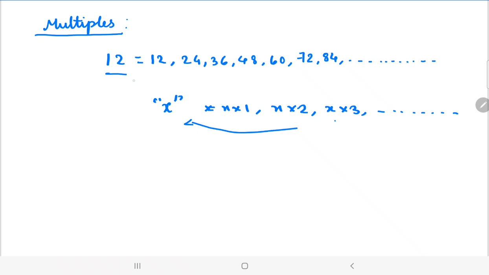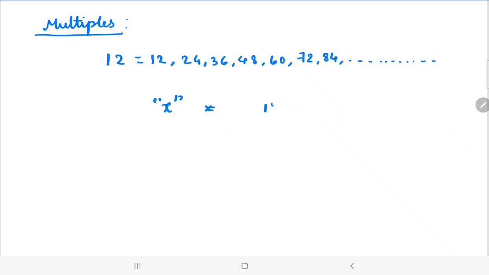That is 12. If you do 12 into 1, we will get 12, which is a multiple of 12. If I do 12 into 2, I will get 24. 24 is also a multiple of 12. If I do 12 into 3, I will get 36. 36 is also a multiple of 12. If I do 12 into 4, I will get 48. So 48 is also a multiple of 12.